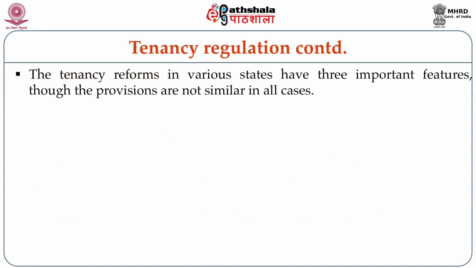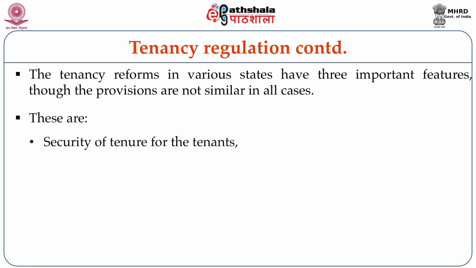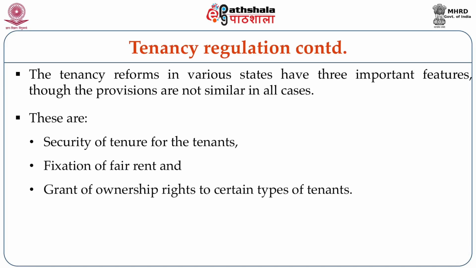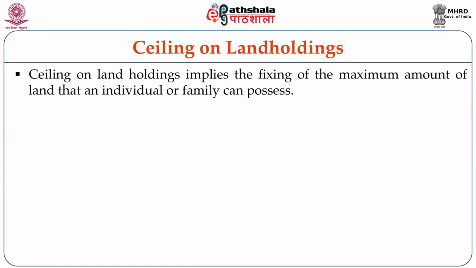Thus, the tenancy reforms in various states had three important features, though the provisions are not similar in all cases. These are security of tenure for the tenants, fixation of fair rent, and grant of ownership rights to certain types of tenants. The third category of land reforms is ceiling on land holdings.